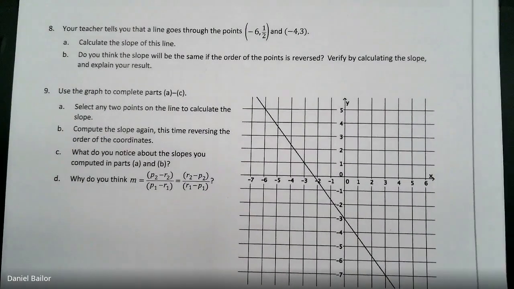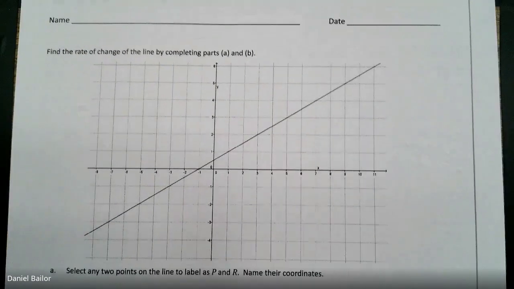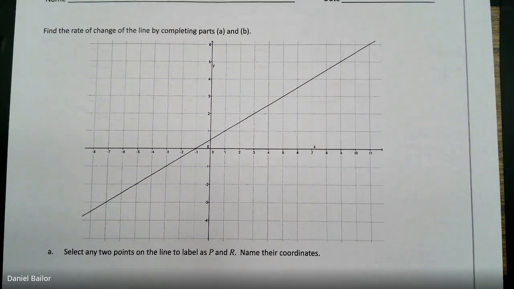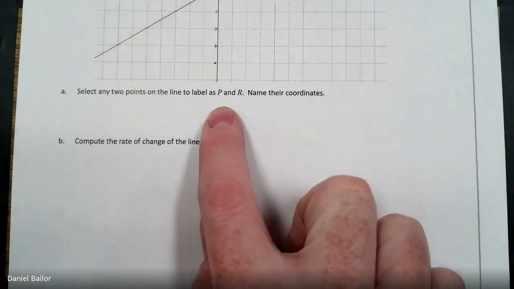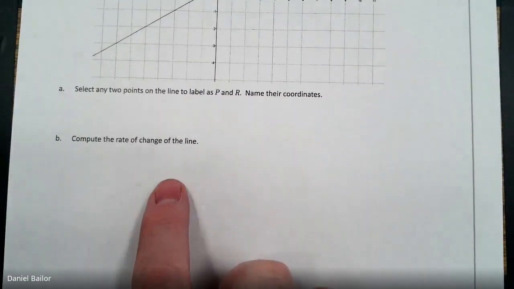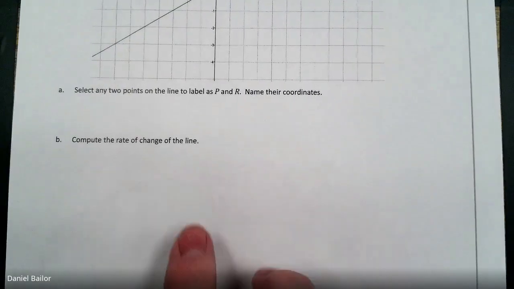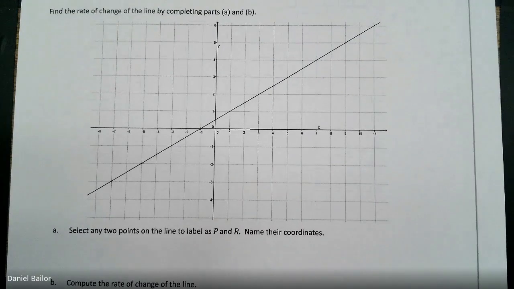And then when you feel comfortable using the slope formula, go back to the exit ticket that was on page 185. And you'll see they give you one line, and they want you to pick 2 points, label P and R, give me the coordinates, and then use the coordinates to find the rate of change, find the slope. And this is what you turn in. You take a picture of page 185, turn it into the Google Classroom assignment to show that you know how to use the slope formula. So that's the work for today.